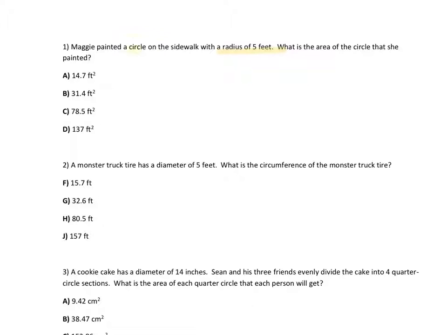Okay, it's clearly a circle. What is the area of the circle? So I'm going to go ahead and draw that picture. I'm going to draw me a circle and then a radius, and I'm going to label that radius 5 feet. My pencil will be working here in a minute.